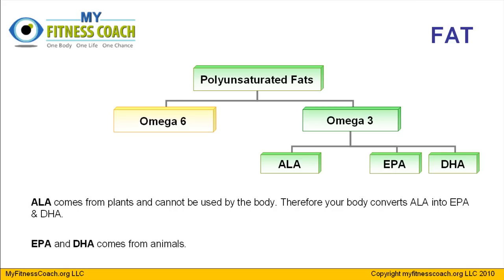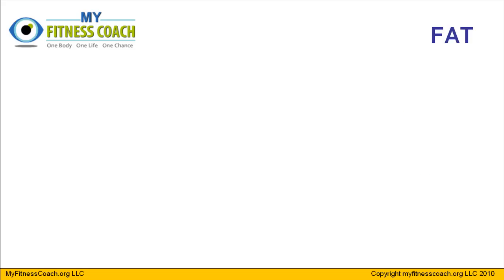EPA and DHA directly come from animals. So when you eat things like fish or wild game, you get a direct increase of EPA and DHA inside of your body. There's no conversion that's needed. It goes directly to where it needs to go and starts promoting health.